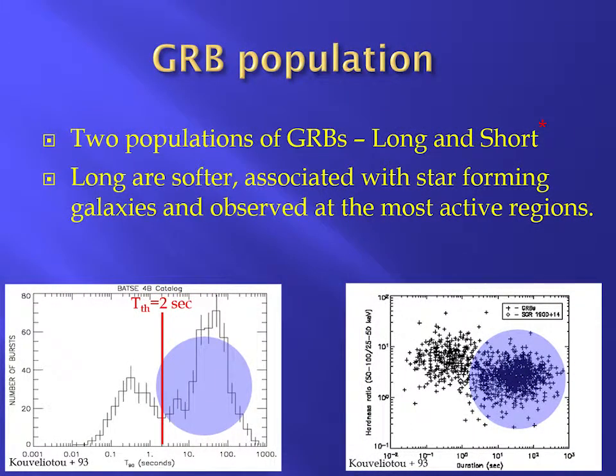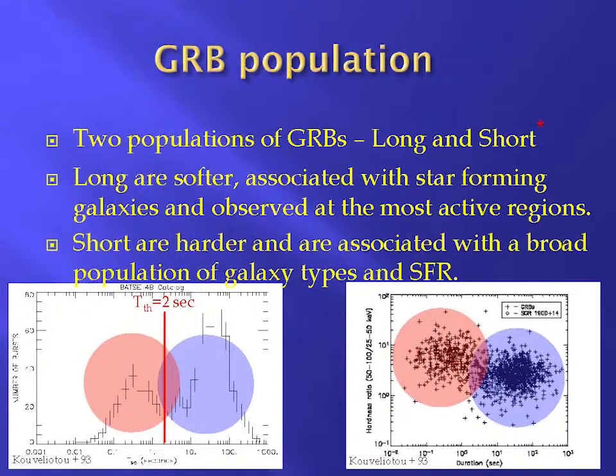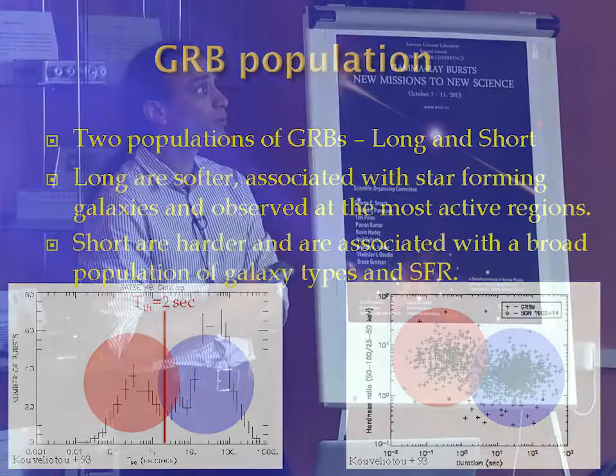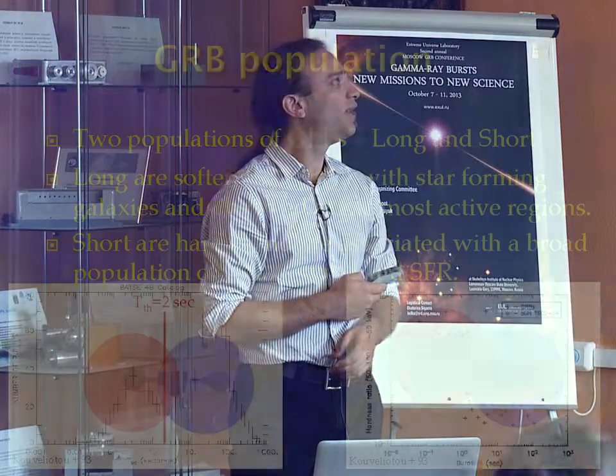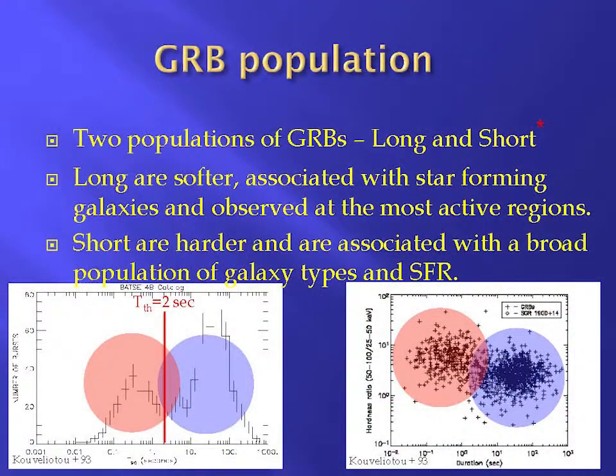Now, what else do we know about the long gamma ray bursts apart from being softer? They are associated with star-forming galaxies, and within those galaxies they are usually observed in the most active regions. The short bursts, on the other hand, are harder. They are associated with a broad population of galaxies, both star-forming and non-star-forming, and of various star formation rates.